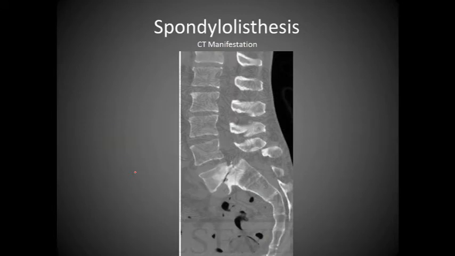Here's a pretty severe one, probably greater than 50%. So this is probably a type 3 at least. And notice we have the vertebrae here, and it should be sitting on S1 here. It's probably at least 65 to 75. It could even be more than 75%.